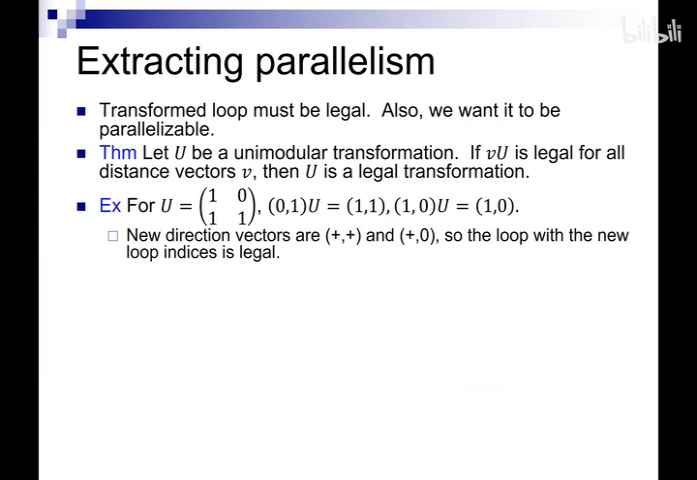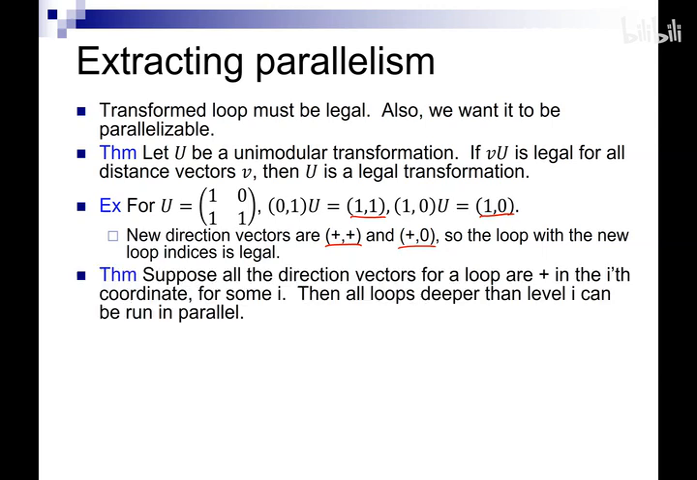Again, if you actually do the computations, U equals this. One of the distance vectors in I was this (0, 1), and if you transform that, you get (1, 1). The other dependence vector in the I iterations was (1, 0), and if you transform it, you still get (1, 0). So the direction vectors are plus plus, and plus 0. Both of these are okay, so our transformation U is okay.